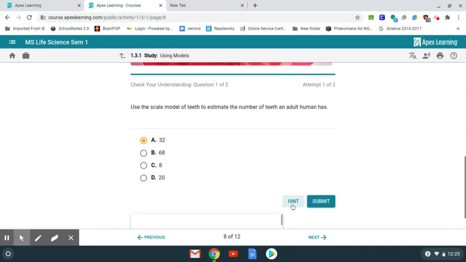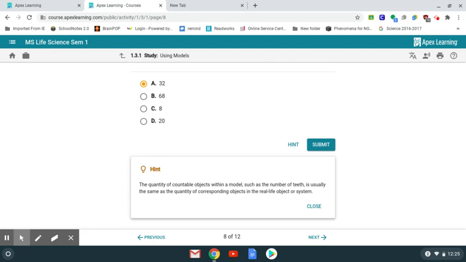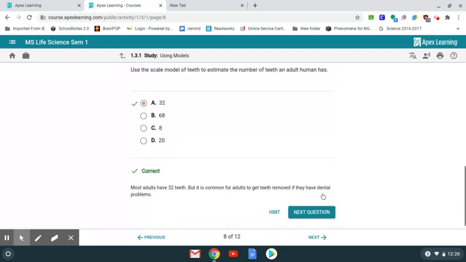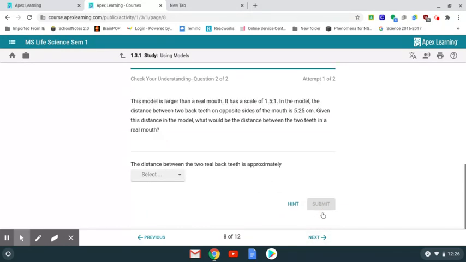And let's see what the hint would say. The quantity of countable objects within a model, such as the number of teeth, is usually the same as the quantity of corresponding objects in the real life object or system. All right, so let's check our answer. Submit, and we got that one right.